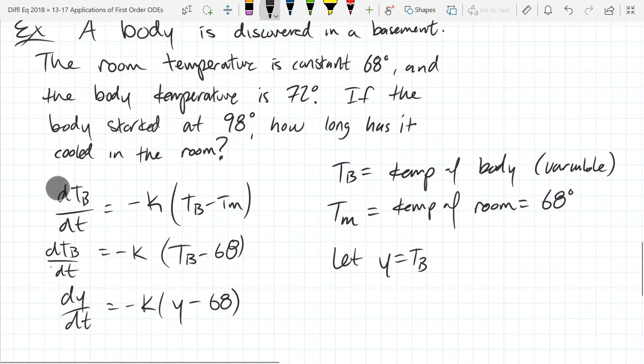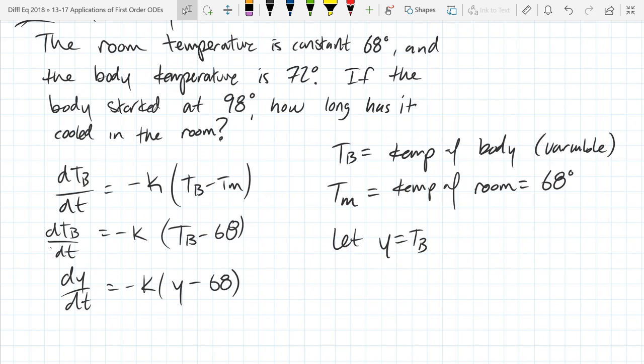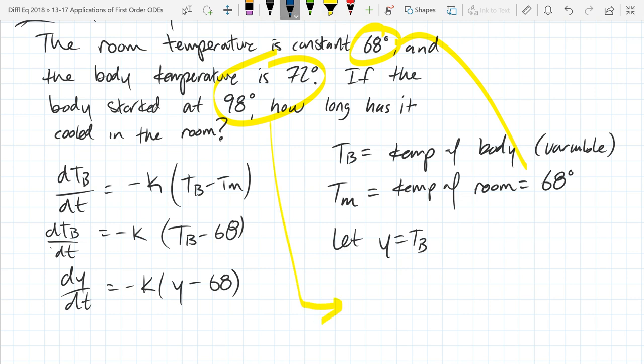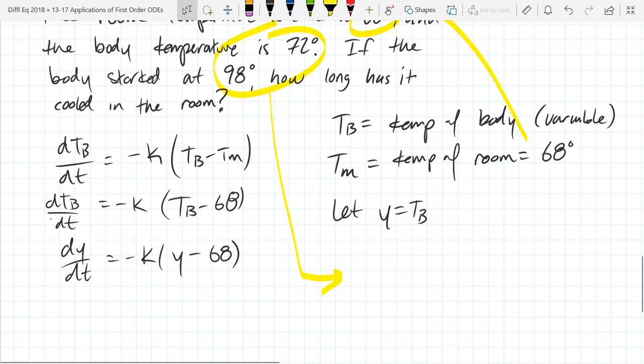So we use 68 degrees, so that's already accounted for. How do I use 72 and 98? So we're going to use these to get constants. These are initial conditions right here. So let's start with the 98. That's probably easier to think about.